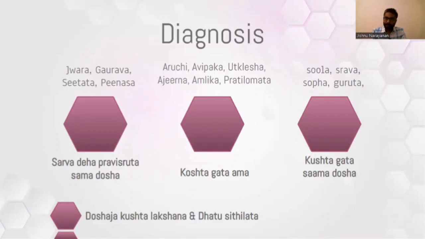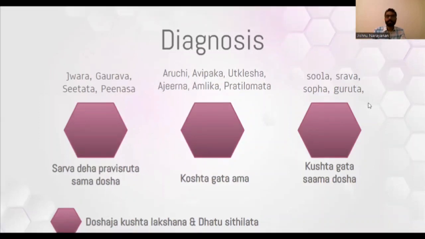And if ama is not there in the koshta, still it's not nirama, whether ama is associated with the kushta in the localized area of the affected kushta. So, kushtagata sama dosha, whether there is a sama avastha in the kushta. It becomes a bit tricky to understand whether there is samata in the kushta, but symptoms like shula, srava, shopha, guruta, all these come as a tool to understand the sama dosha in the kushta.